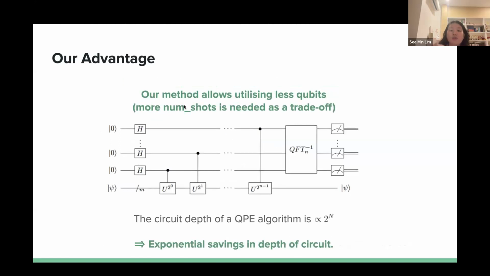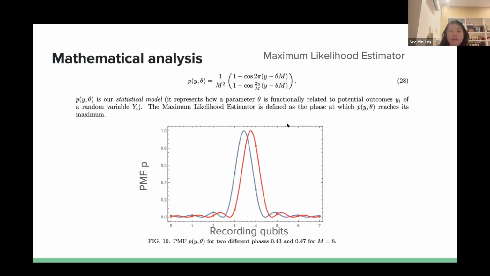Basically, our method allows using fewer qubits, although we need more shots as a trade-off, to achieve the same accuracy. The circuit depth of a QPE is proportional to 2 to the power of n, where n is the number of recording qubits. So using fewer qubits allows us to have exponential savings in the depth of the circuit, which is especially useful in this NISQ era. And this next portion is Christian's.